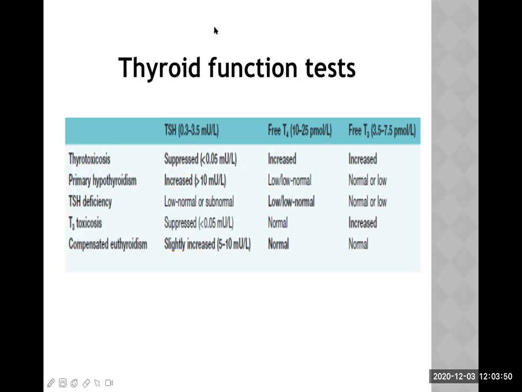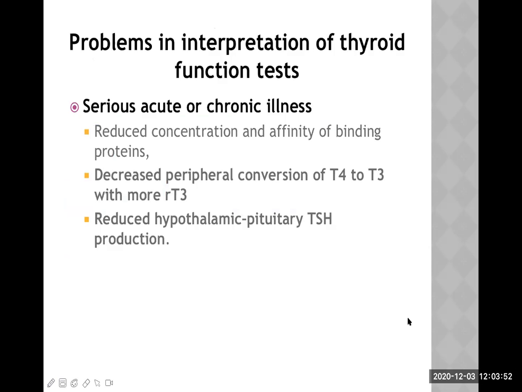After knowing this important slide, let's move further and talk about some of the problems in interpretation of thyroid function tests. Okay, they may alter how we interpret the thyroid function test. One of them is serious acute or chronic illness. In serious acute or chronic illness, there is reduced concentration and affinity of the binding proteins because there is a deficiency of protein in this situation, and thyroid binding globulin and albumin are all different types of protein. So their level is low.